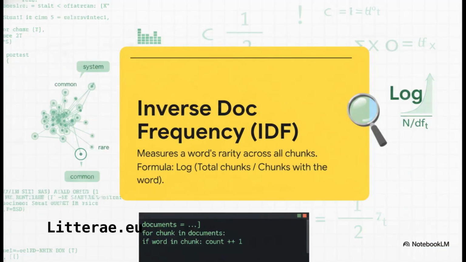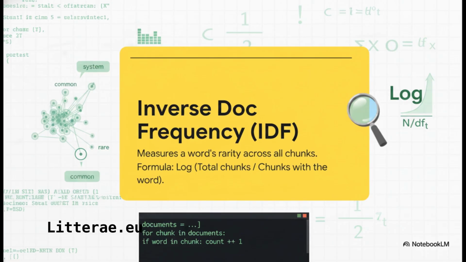But here's where it gets really clever. Inverse document frequency, or IDF. This step measures how important a word is globally across your entire library by checking how rare it is. Think about it. A word like system is going to be everywhere, so it's not very special. It gets a low IDF score. But a specific term, maybe a technical one, that's going to be rare.